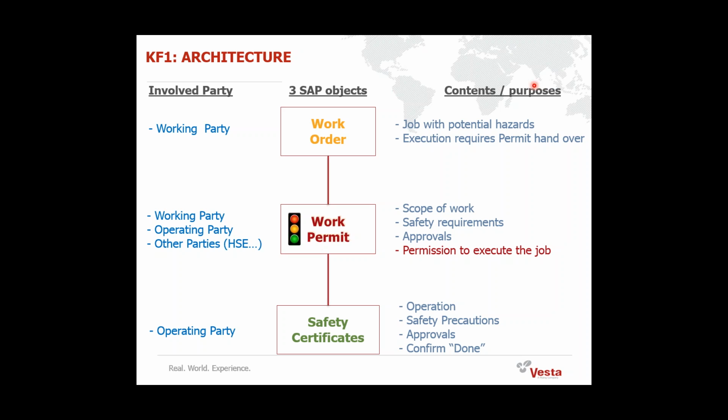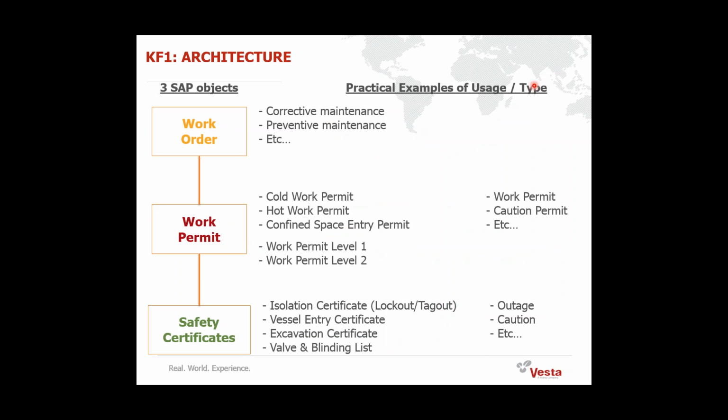Then the safety certificates, the purpose of those is for the actual operation. You store your safety precautions, you have your approvals in there, and in the end you confirm that you have done everything you needed to do regarding those certificates. Here are some practical examples for the usage and the types. I will skip those because we have to look at the time, so everybody will be able to download the presentation and look at them themselves.